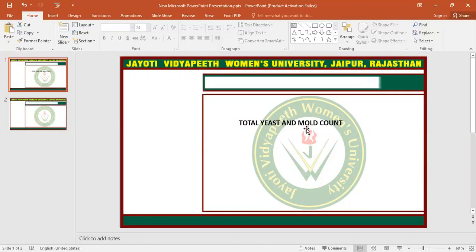Yeast and mold are eukaryotes, and the colonies of yeast and mold are larger than bacterial colonies. One more important thing is that the colonies of yeast and mold are countable. We can count the colonies of yeast and mold. For the analysis of total yeast and mold count, we continue the same experiment.